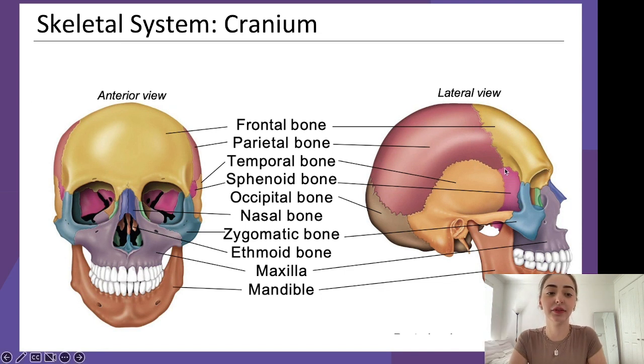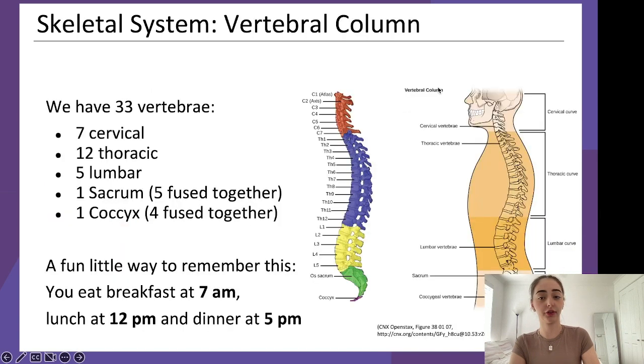Nothing's as structured as this. One frontal bone might be bigger on one person than on another person, so it's not as neat and pretty as this. But yeah, those are all the bones of the cranium.